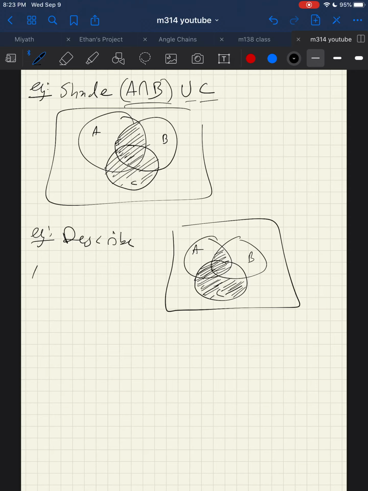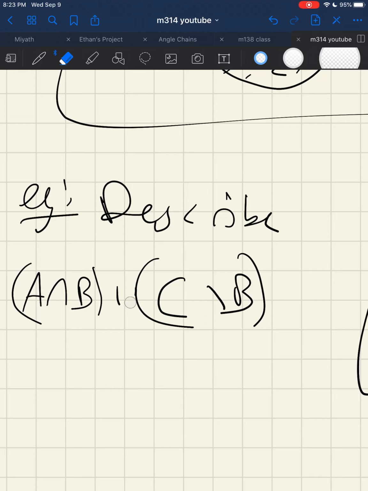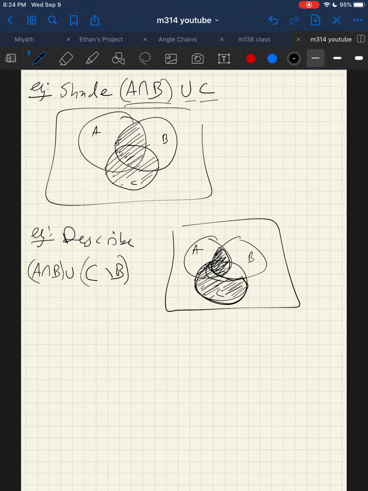Okay, so there are a number of possible answers. One possible answer would be A intersect B, which gives us the football shape here. Union, and let's do C set minus B. And that'll give us this sort of fat crescent shape. All right, I'm gonna clean up this union symbol a little bit. It got a little written over. So that's one way to do it.